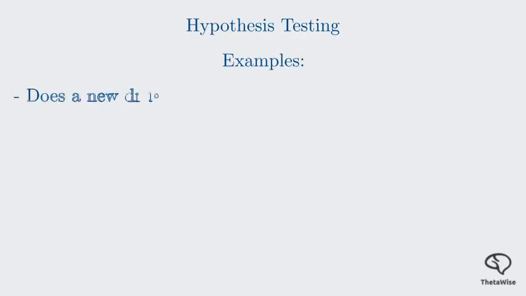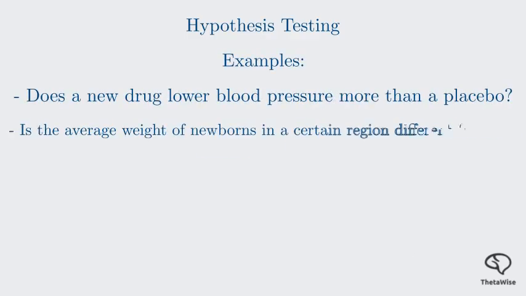For example, a researcher might ask, does a new drug lower blood pressure more than a placebo? Or, is the average weight of newborns in a certain region different from the national average? The core idea is to start with an assumption, collect data, and then see if the data contradicts that assumption. If it does, we reject our initial assumption.